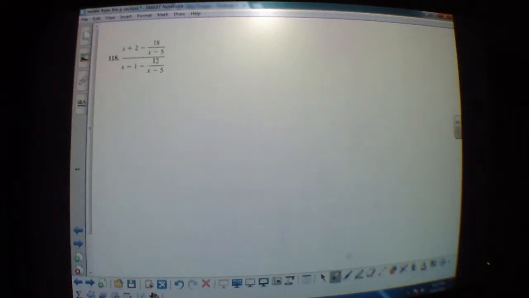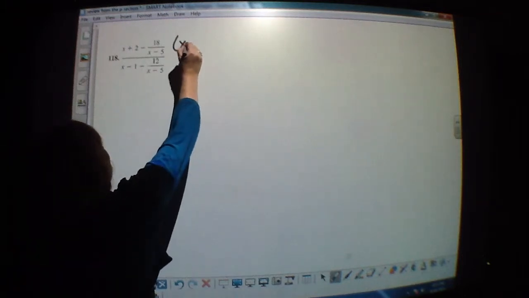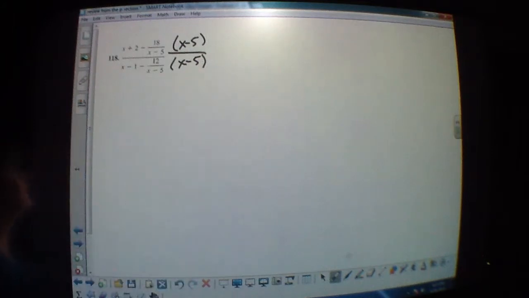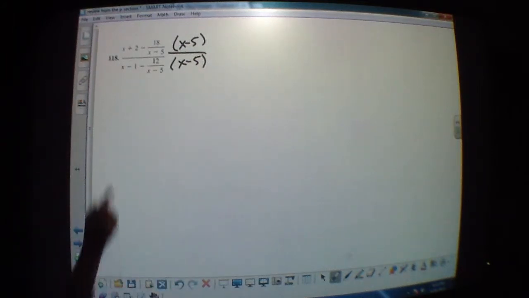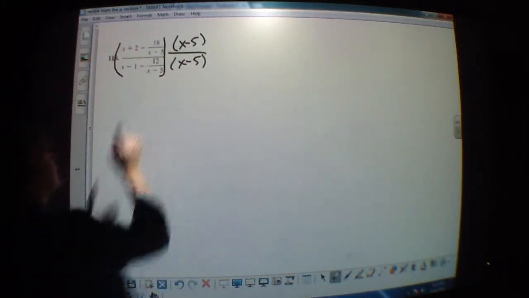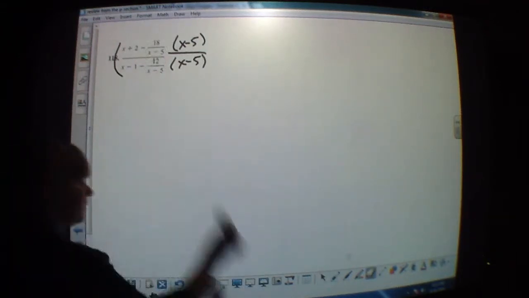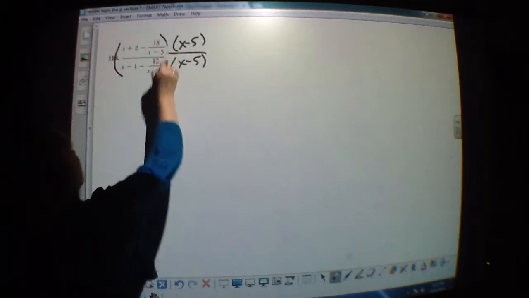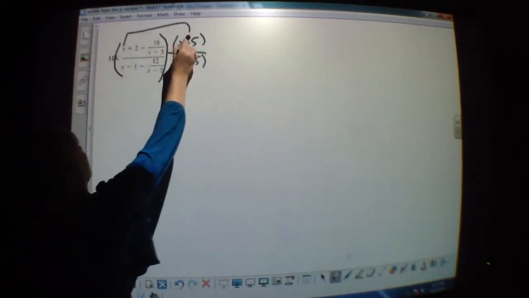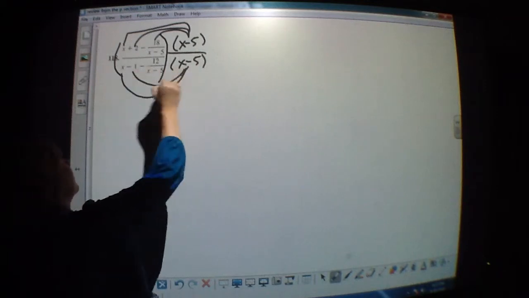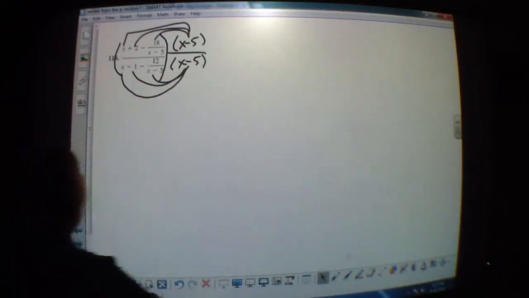Let's neaten this problem up. Fractions within fractions. So what you can do is multiply the whole thing by x minus 5 over x minus 5. It's supposed to be parentheses. That's a really bad parenthesis. So, distribute.